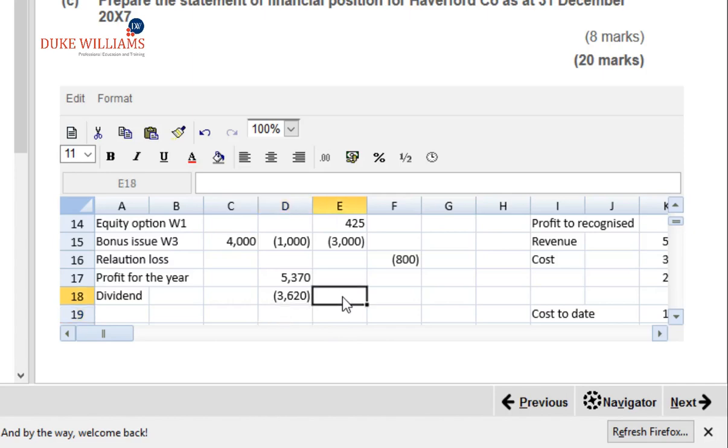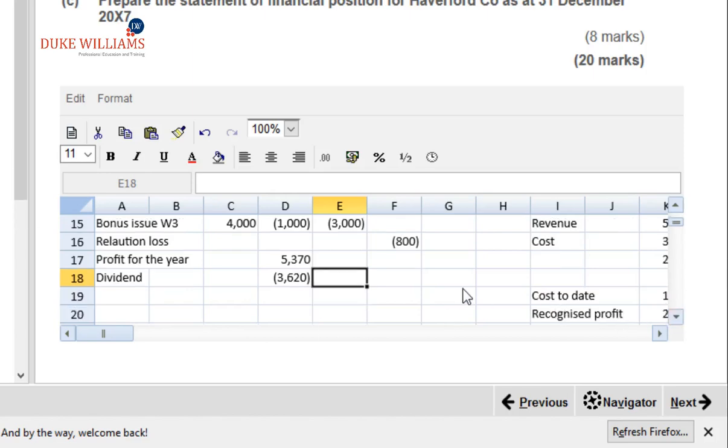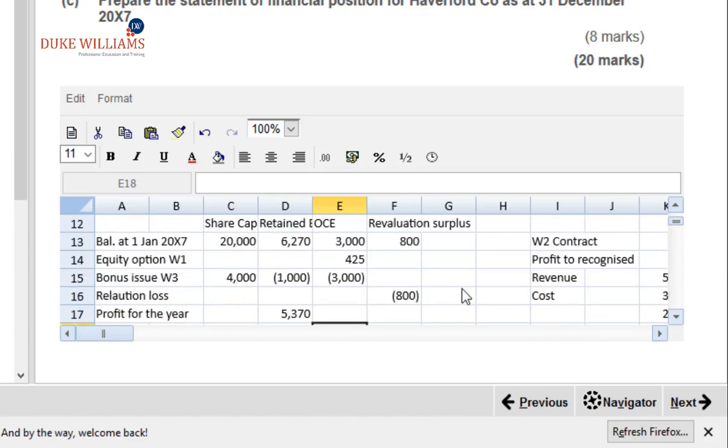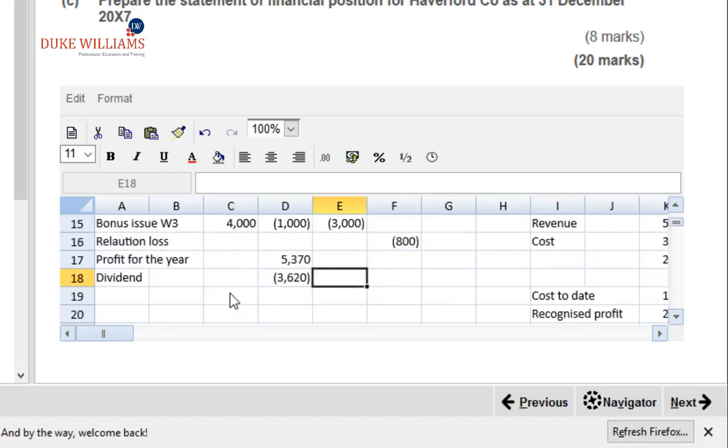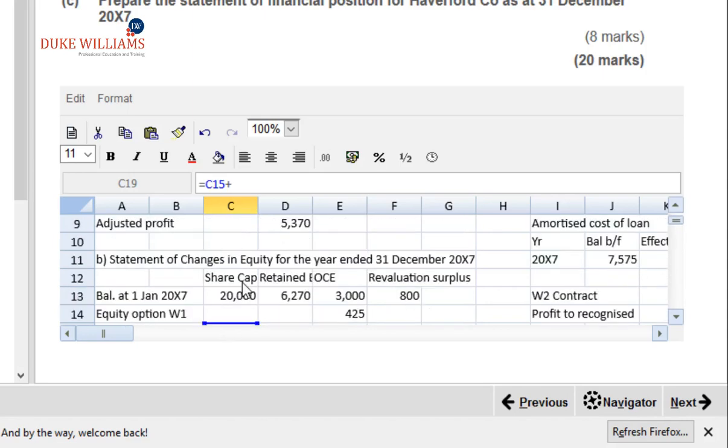Okay, I want to just have a last scan on the trial balance to see if I've left any item out. Okay, I think that should be it. All right, good. Let's total the statement of changes in equity quickly, starting with the share capital. So this is equal to this plus this.